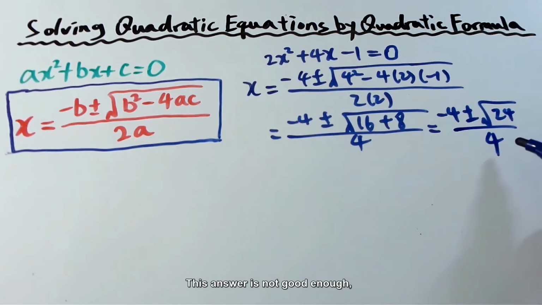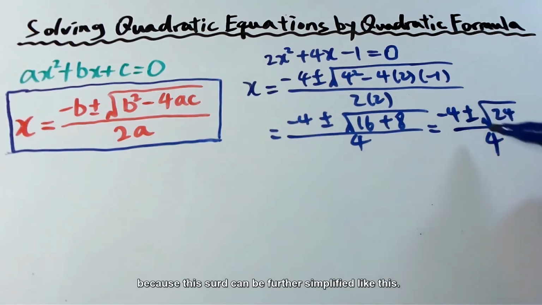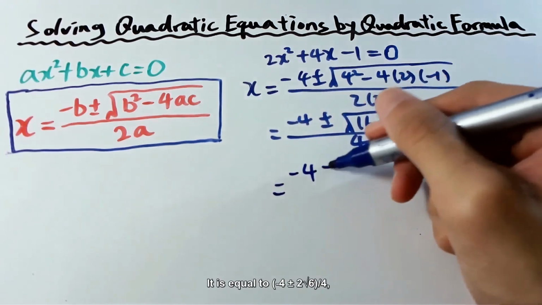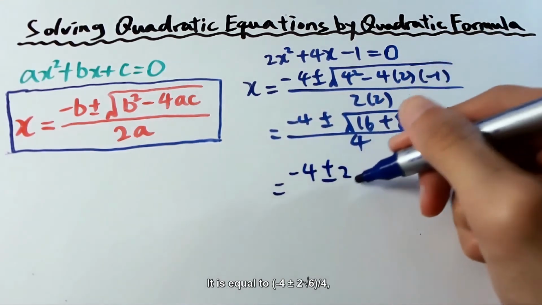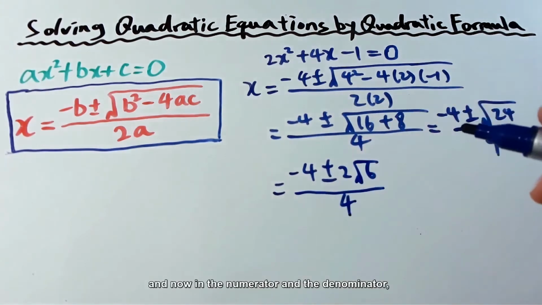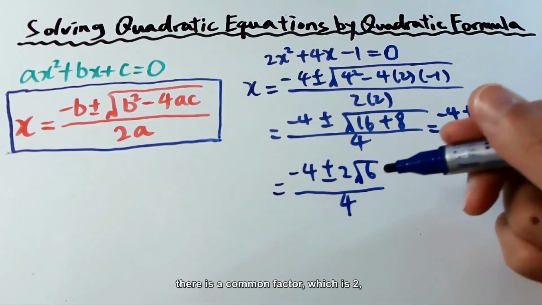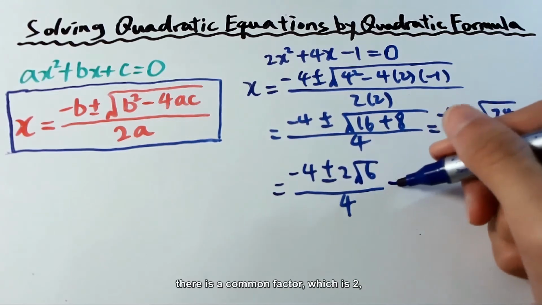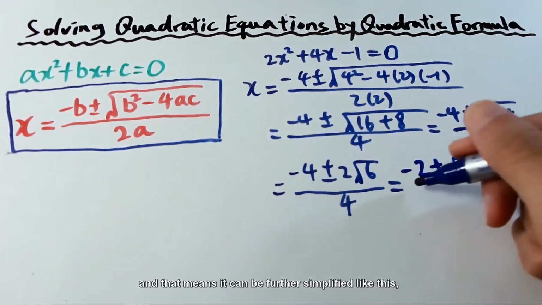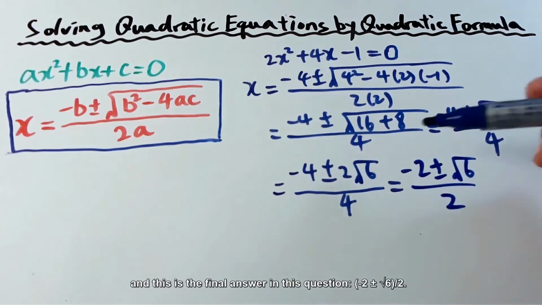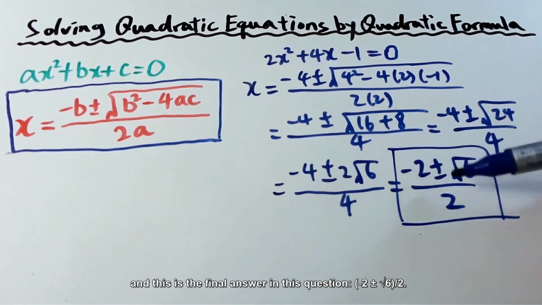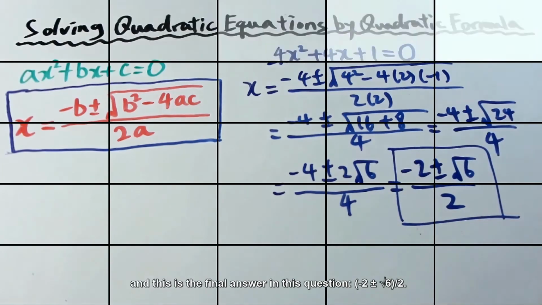Okay, this answer is not good enough because this root can be further simplified like this. It is equal to minus 4 plus or minus 2 times root 6 over 4. And now in the numerator and the denominator there is a common factor, which is 2. And that means it can be further simplified like this. And this is the final answer in this question, minus 2 plus or minus root 6 over 2.